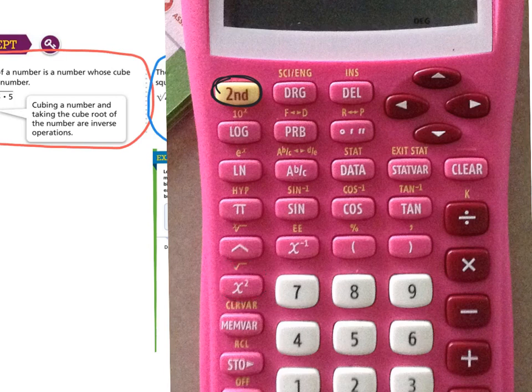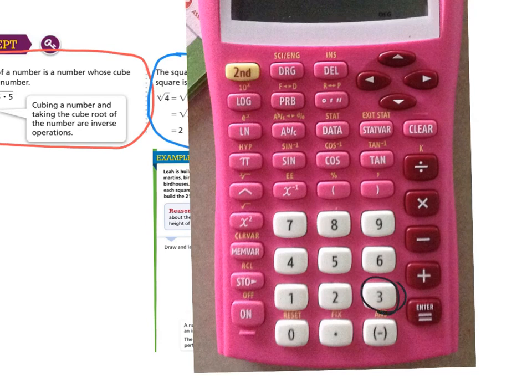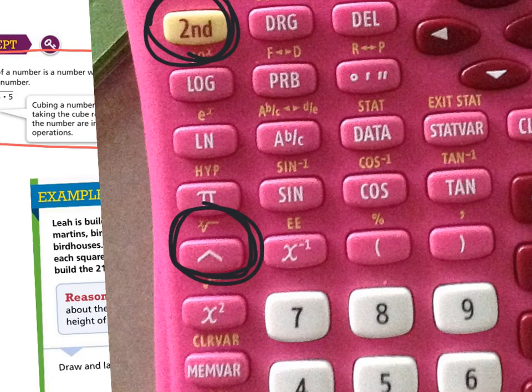To do cube root, what we're actually going to do is start by typing a 3. So if you type a 3 and then the second button, and then there's a button here, they call it sometimes a caret button.